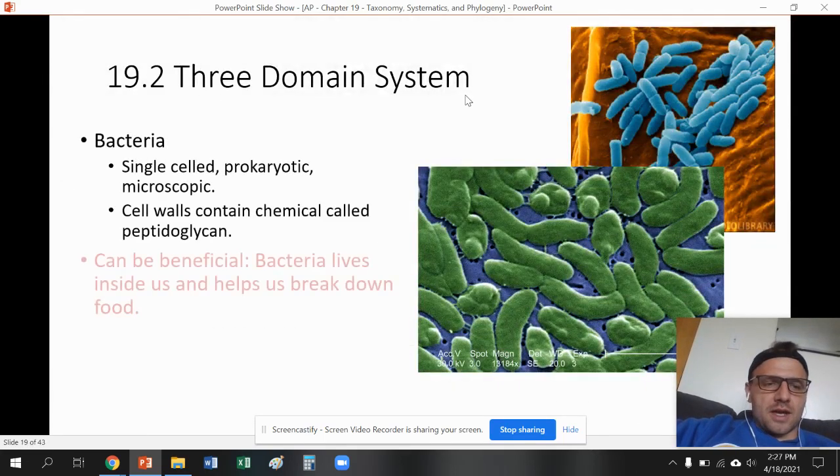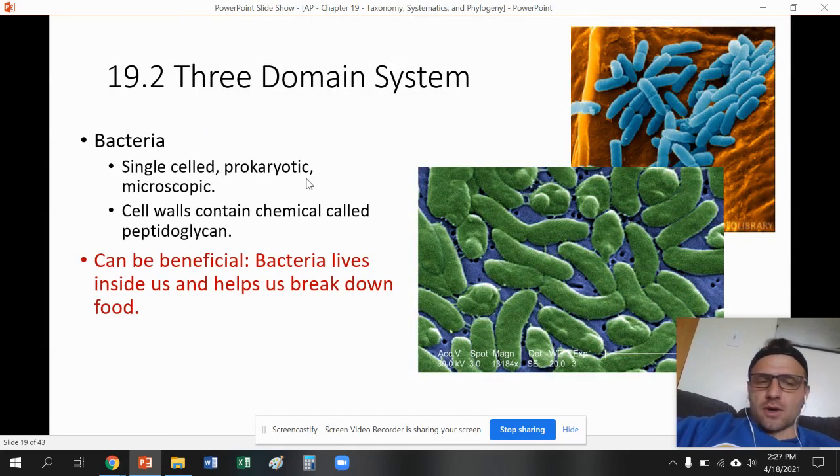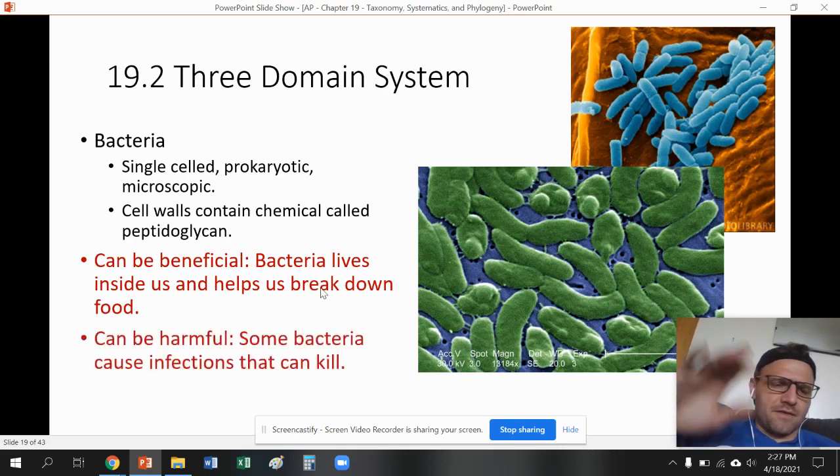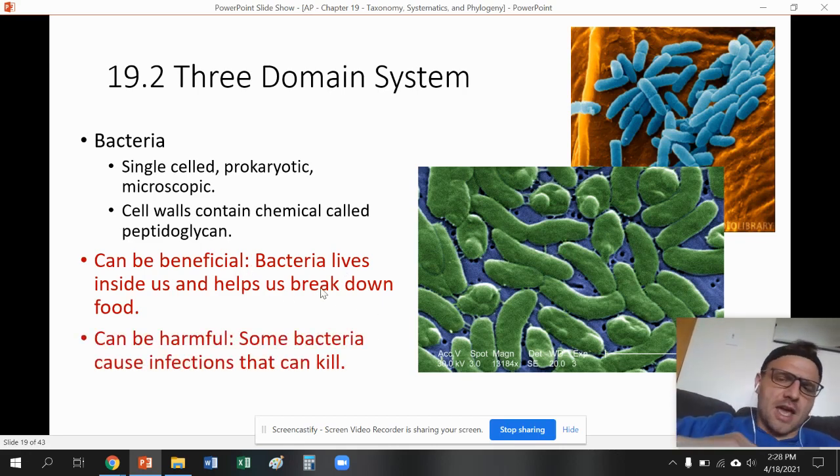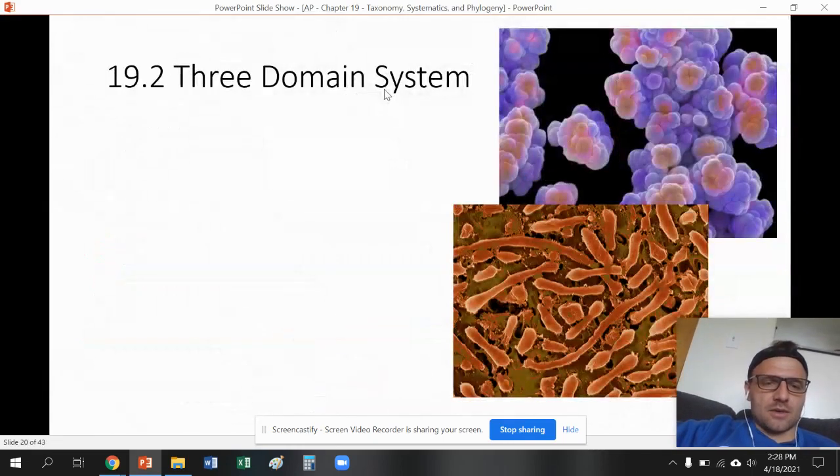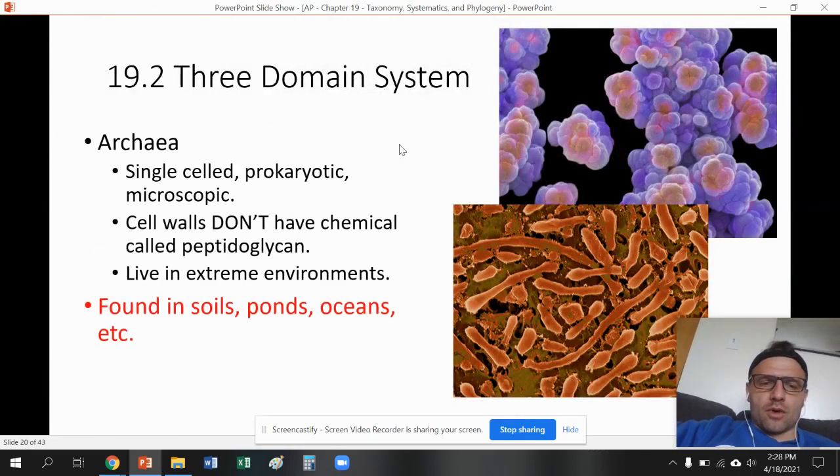So the three different domains, we have bacteria. These are prokaryotic, like I said, they're microscopic, single-celled. Their cell wall contains peptidoglycan. This is just a polysaccharide that's found between the cell walls there. They can be beneficial, they can be harmful, they can be neutral to us, but basically bacteria we already know about. Archaea is the second one, and they are a little bit more unknown.